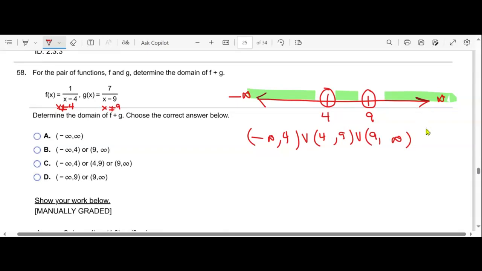Okay. All right. So which one is the correct answer? Which one is the correct answer? C.